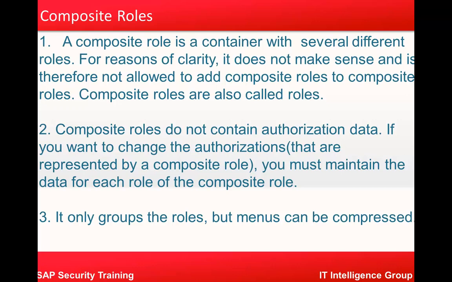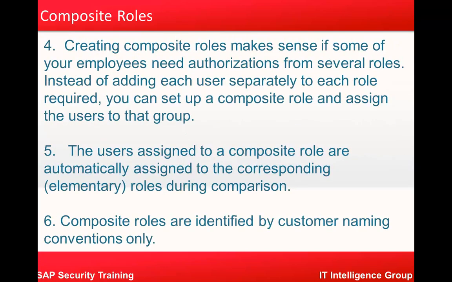So creating composite roles makes sense if some of your employees need authorization from several roles. Instead of adding each role separately to each user, you can set up a composite role and assign the role to that particular group. So that is what a composite role is all about. The users assigned to a composite role are automatically assigned to the corresponding elementary roles during comparison. And composite roles are identified by customer naming convention only, and we can create those roles using PFCG.